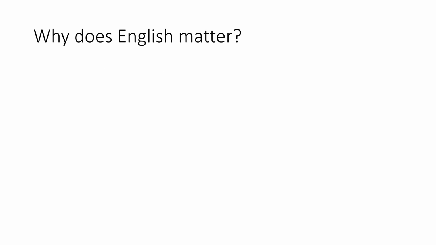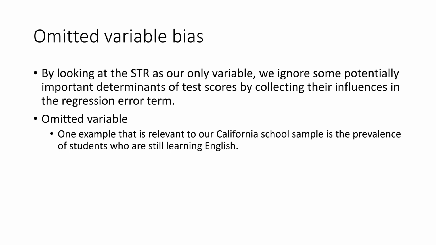So the reason is based on this omitted variable bias. Right now what we have done last class is we looked at the student-teacher ratio as our only variable. We said, how does the class size impact our testing performance? The issue is there's a lot of other factors besides class size that go into this.